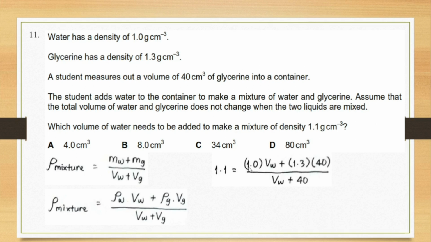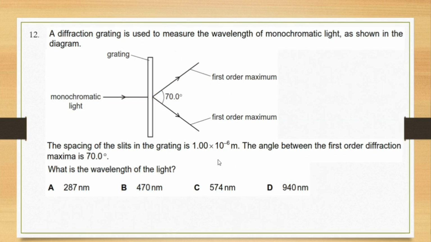It is equal to rho of water, 1, multiplied by the volume of water, which we want to calculate, plus the rho of glycerin, 1.3, multiplied by the volume of the glycerin, 40, divided by the volume of water plus the volume of glycerin, which is given as 40. So I can calculate here that the volume of water is equal to 80 centimeter cube. So this is the answer.